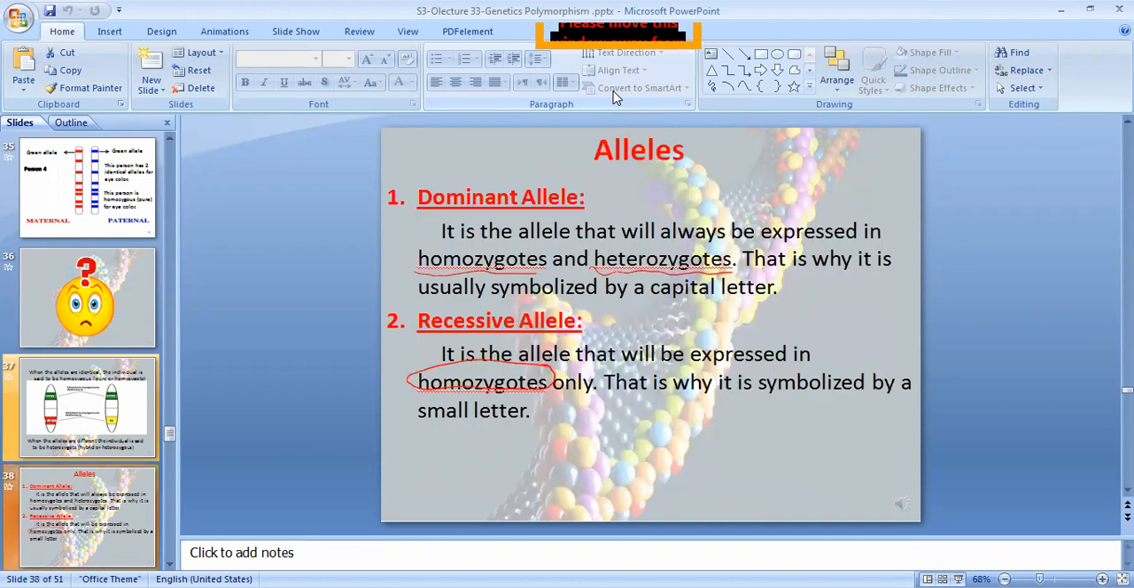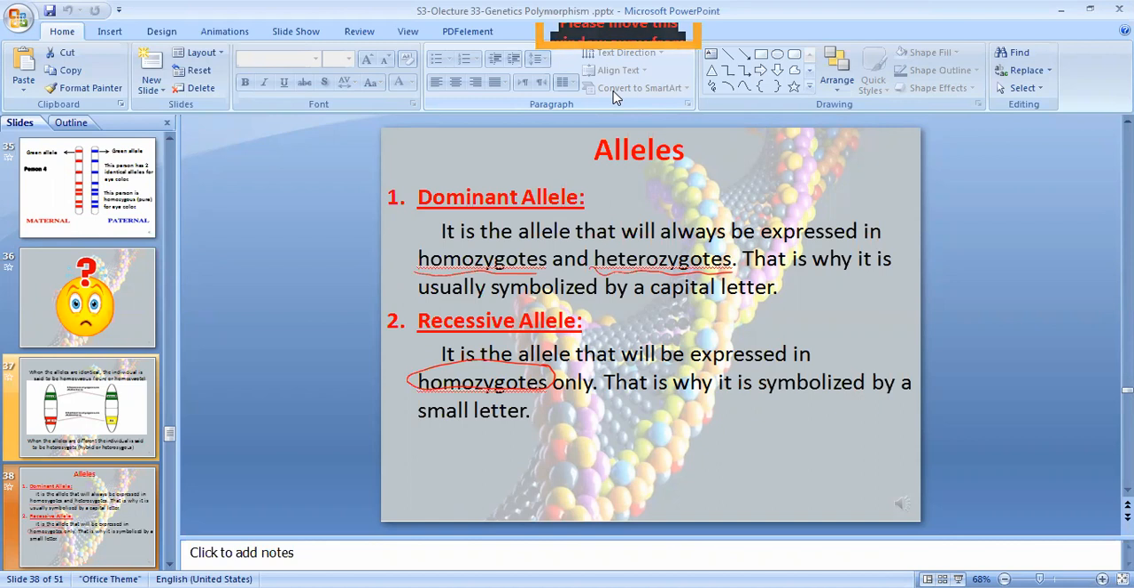Now, let's talk about dominant alleles and recessive alleles. Always, we said that dominant is the one that dominates, meaning that it is the strong allele. This strong allele can be expressed whenever we have two similar alleles, or one strong and one weak. That's why, because it's dominant, it is usually symbolized by a capital letter. And this is the dominant allele.